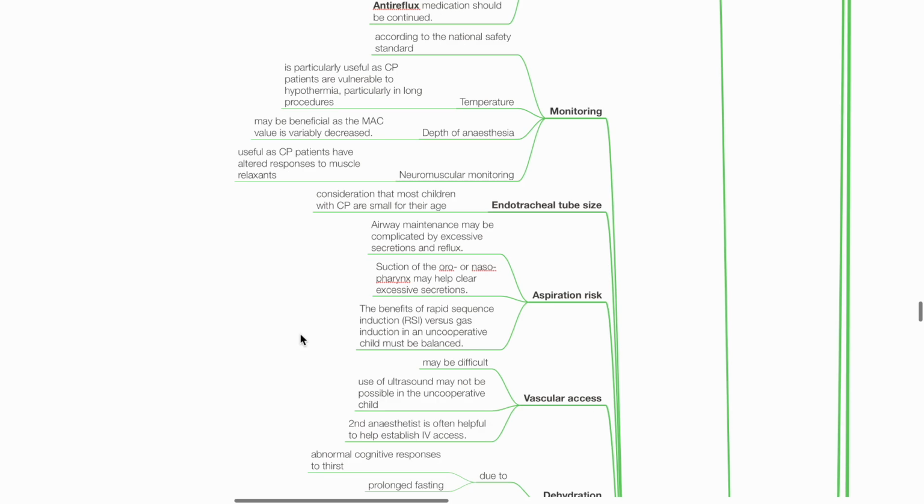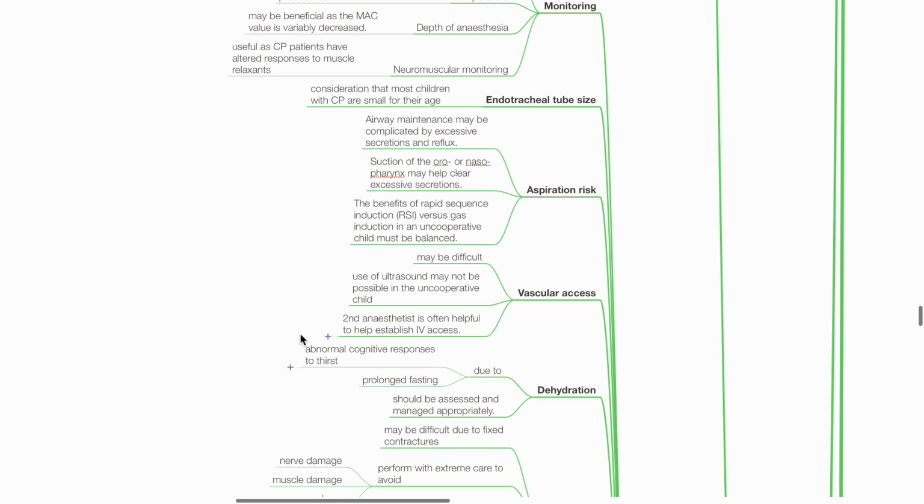Beware of aspiration risk due to excessive secretion and reflux. Ensure adequate suctioning to clear excess secretions. Benefits of RSI versus gas induction in an uncooperative CP child must be balanced. Vascular access may be difficult. Use of ultrasound may not be possible in an uncooperative child. Two anesthetists is often helpful to establish IV access.